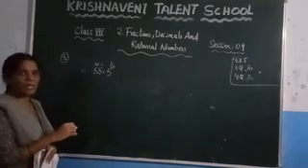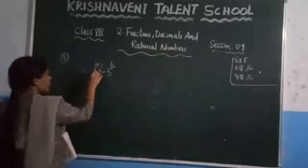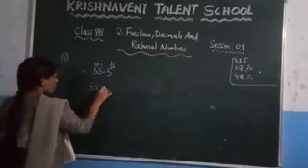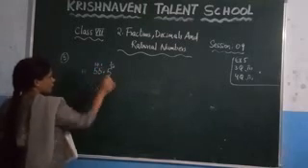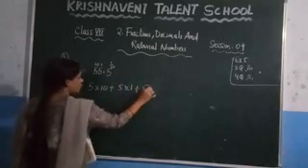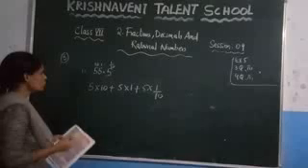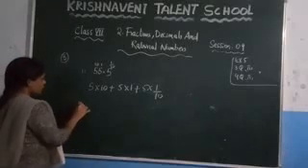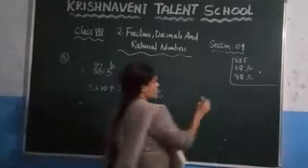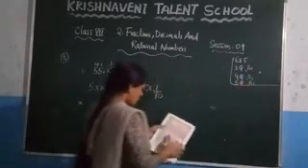How do you expand? You just need to multiply the place value to the given digit. So write it here: 5 into 10 plus 5 into 1 plus 5 into 1 by 10. Like that you need to expand. Now see the third question in this. The second question you can do in the same way. The fifth question you can do like the second one. Now see the third one.